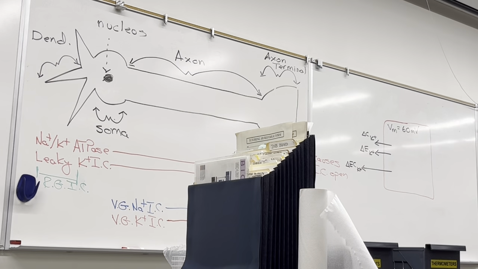So action potentials can only be produced where there are voltage-gated sodium ion channels. The release of neurotransmitter is dependent upon what? Calcium ions. Where are voltage-gated calcium ion channels? They're in the membrane of the axon terminal, right where our neurotransmitter vesicles are.